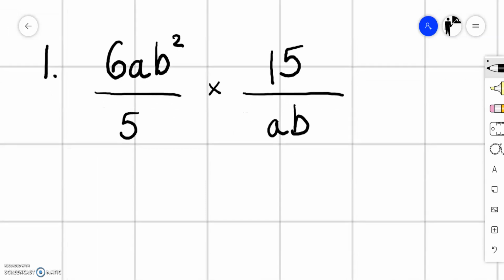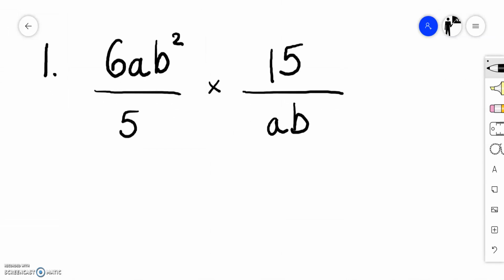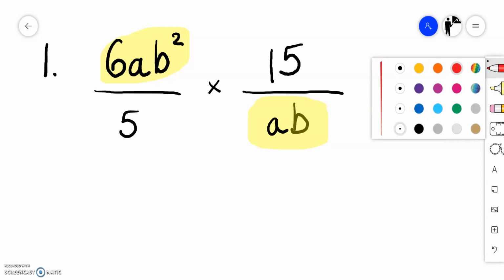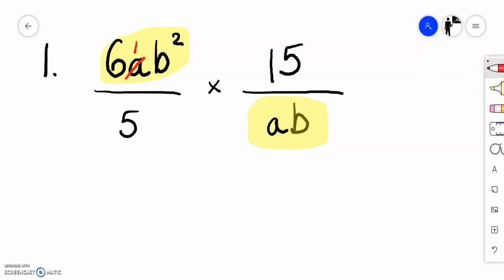So 6ab squared over 5 multiplied by 15 over ab. Let's have a look at our diagonals here. Okay, so the 6 cannot simplify with anything, but the a will be able to simplify with the a. And this b will simplify with one of the b's from the b squared, because b squared is b times b. And I've got a b here, so this would simplify with one of them. So this would simplify to 1, and the b squared would just become b to the power 1. Okay, so I've dealt with that diagonal.